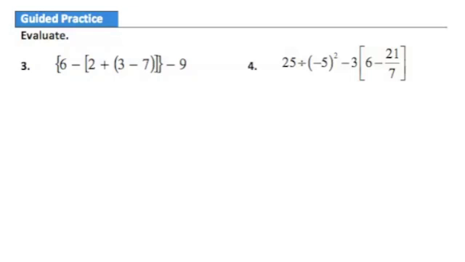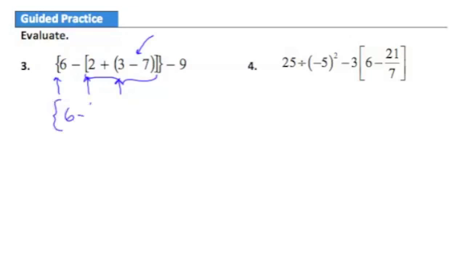Question 3. We're asked to evaluate this expression. Well, notice we have braces, brackets, and parentheses in this problem. Well, braces, brackets, and parentheses, they all mean the same thing as parentheses. The reason we have them all in here is because it makes it easier to keep everything straight as to what's going on. So we're going to try to evaluate what's inside the brackets first. Well, inside the brackets we have parentheses, so we'll do what's in those parentheses first.